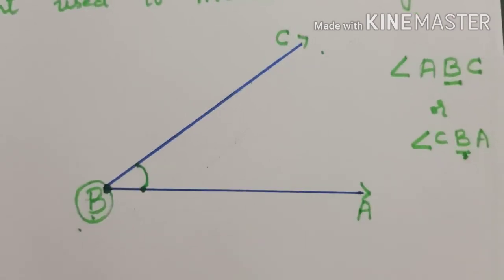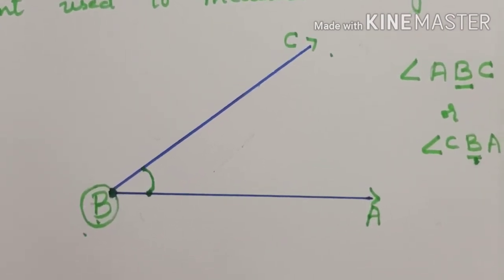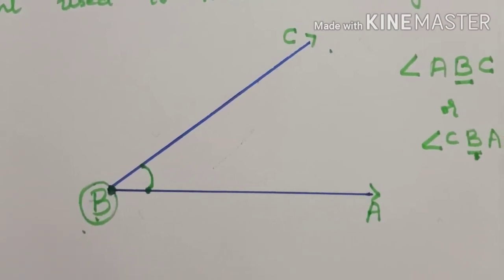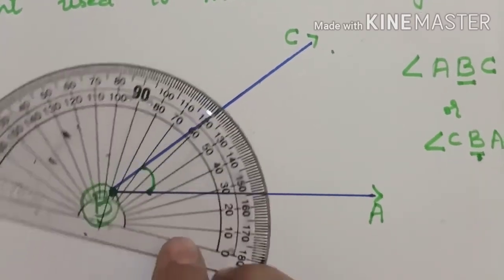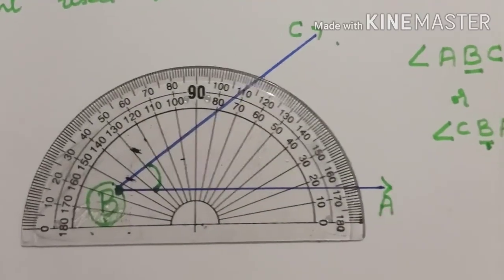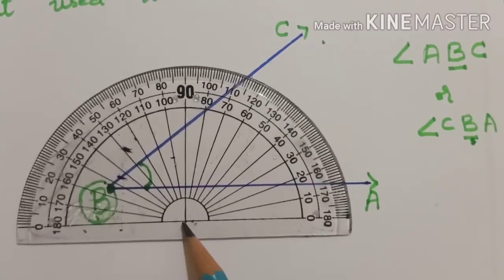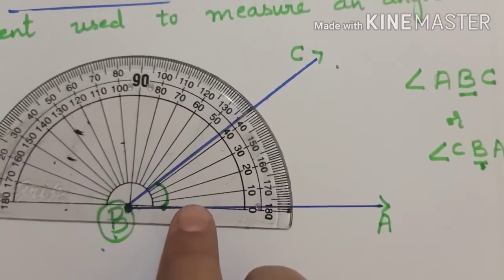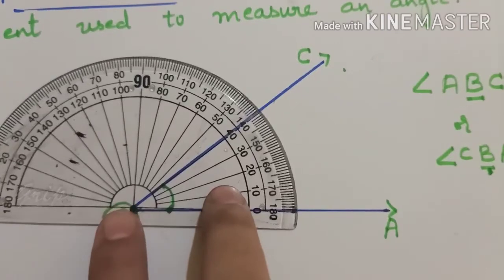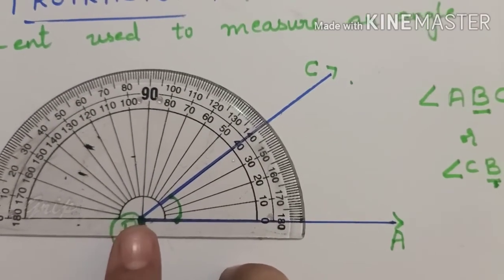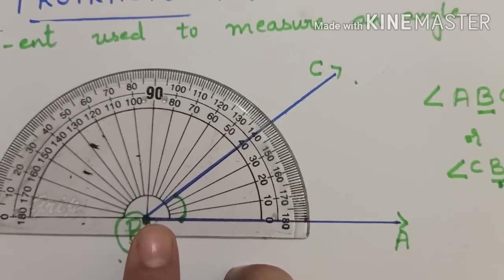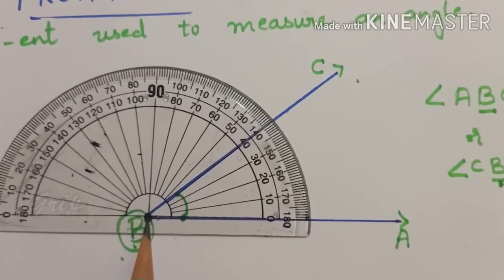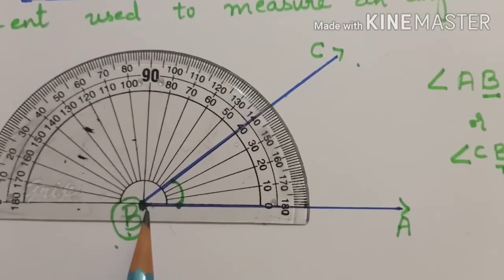Shall we measure this angle using the protractor? The first step is to place the protractor on the given angle such that its center, can you see the center here? So this is the center. Place the protractor such that the center lies on the initial point, or the vertex, the common point.